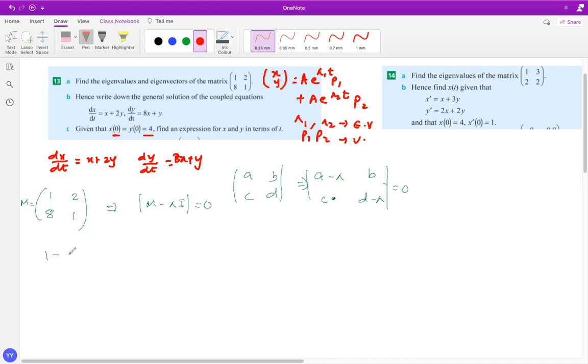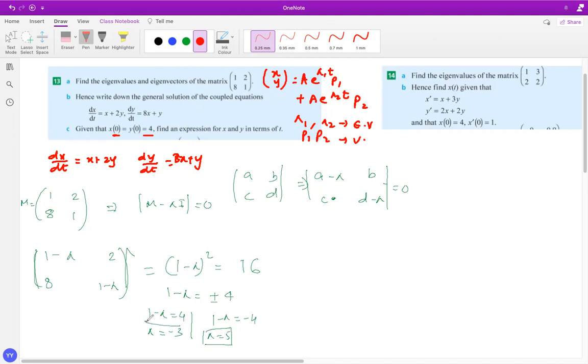So let's do this. 1 minus lambda, 2, 8, and 1 minus lambda, and the determinant of this equals 0. So you get (1 minus lambda) squared equals 16, so 1 minus lambda is plus or minus 4. If I take 4, the value of lambda is 1 minus 4, which is negative 3. And when 1 minus lambda is negative 4, lambda is 5. So these two are the eigenvalues.